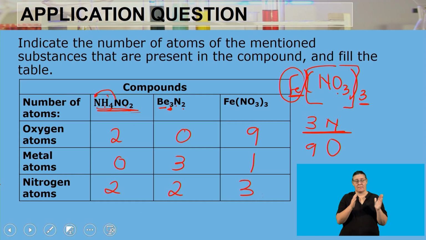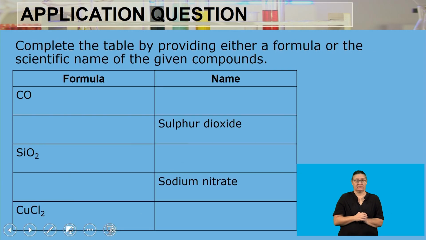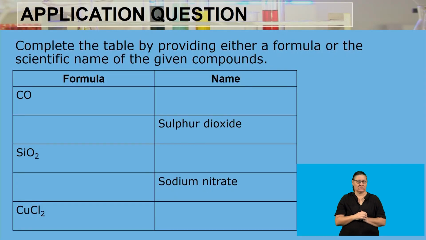Now moving on to our next question, whereby we're supposed to complete the table by providing either a formula or a scientific name of the given compounds. In some of them we are given the name, in some of them we are given the formula. So we need to check what we're given and provide what is not given. The first one is CO. What is the name of this particular compound? We have one carbon and then 1 oxygen.